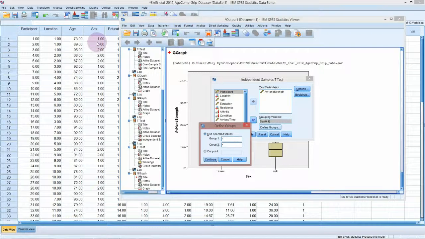If you look over here on the data, you can see that our sex is divided up into groups which are labelled 1 and 2. Sorry, they're coded 1 and 2, and they've got labels of female and male.